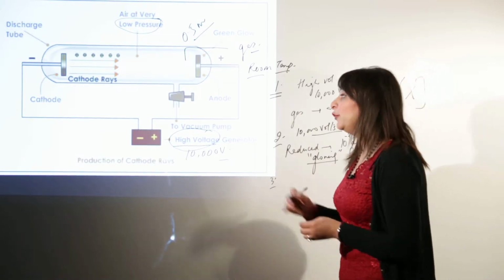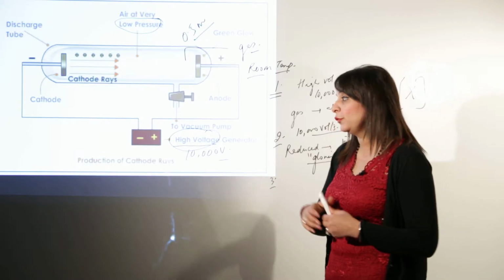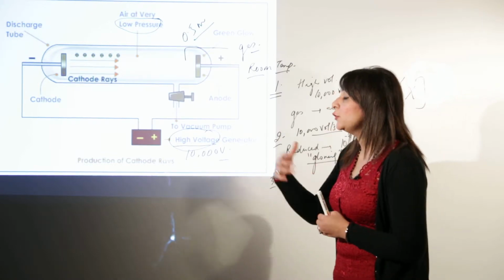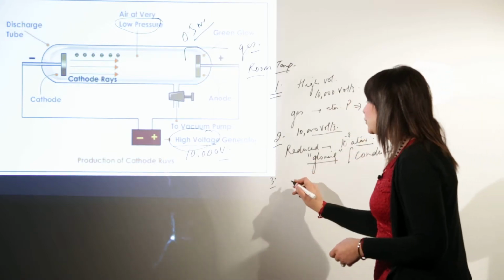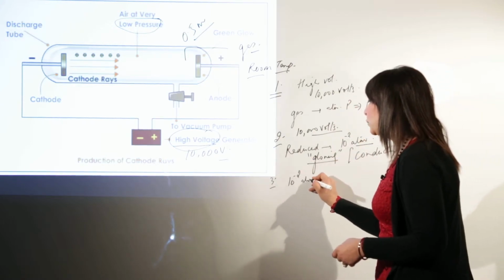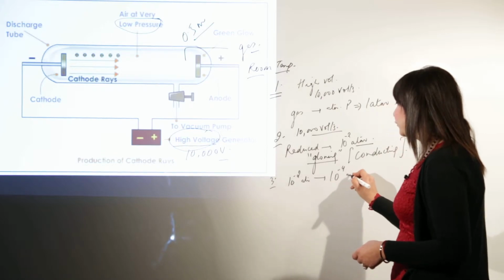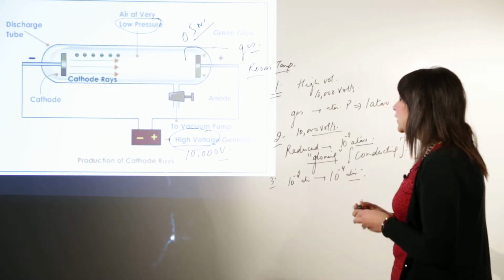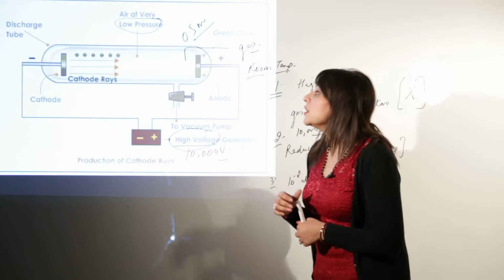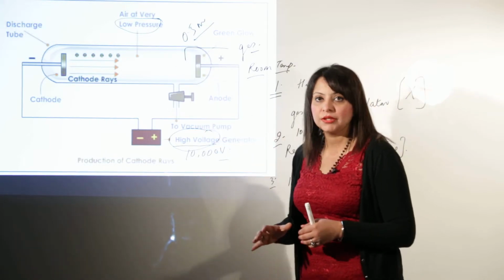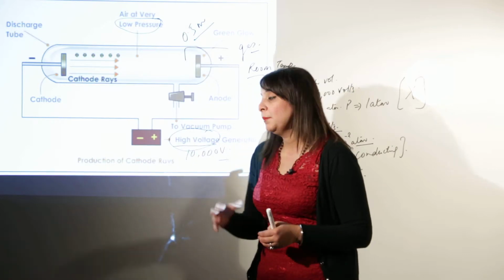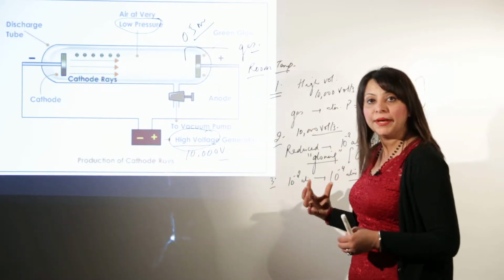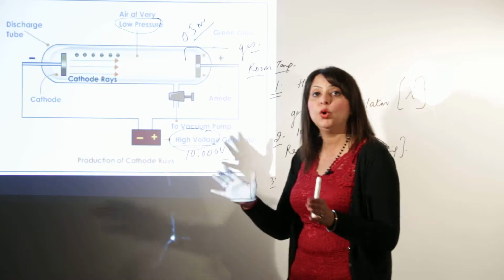Next, he further reduced the pressure because he wanted to see what would happen if he reduced it more. He reduced the pressure from 10 raised to power minus 2 atmosphere to 10 raised to power minus 4 atmosphere. Then what did he see? The glow actually vanished. Earlier the whole tube was glowing with a greenish light, but when he reduced the pressure to 10 raised to power minus 4 atmosphere, the glow vanished.